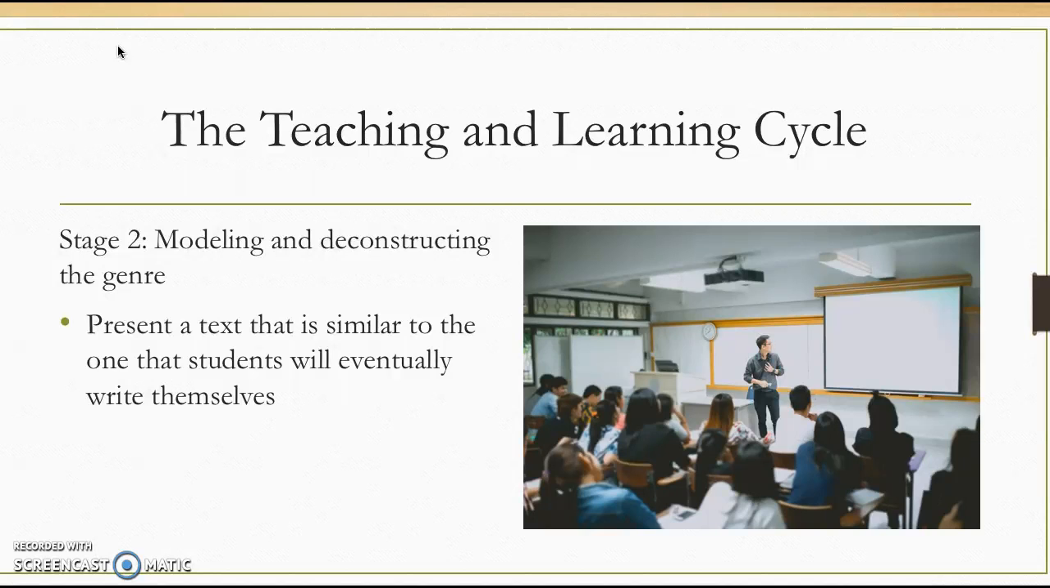Stage 2 is modeling and deconstructing the genre. So we as teachers present a text that is similar to the one that students will eventually write themselves. So we're giving them a visual representation of what we want, not only structurally, but even content-wise. So this is just giving the students a visual of what you're looking for as a teacher.